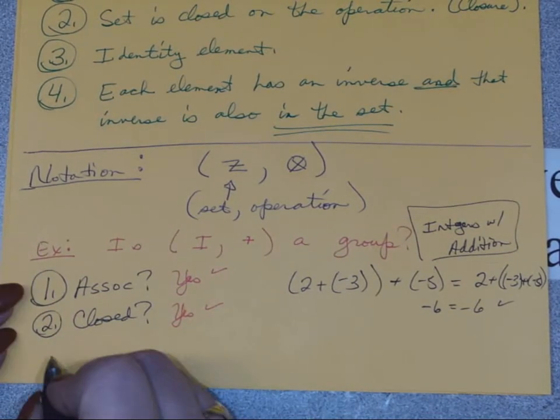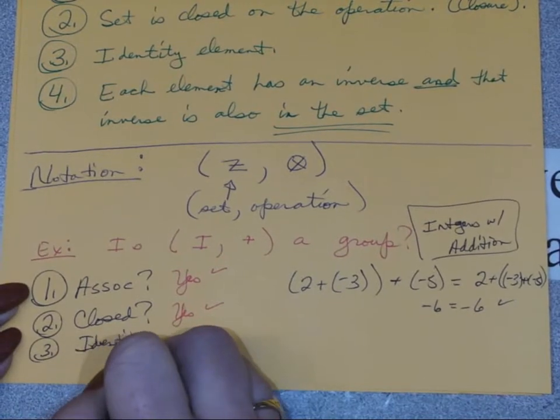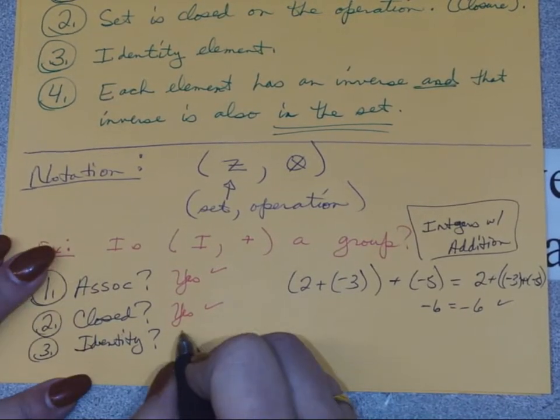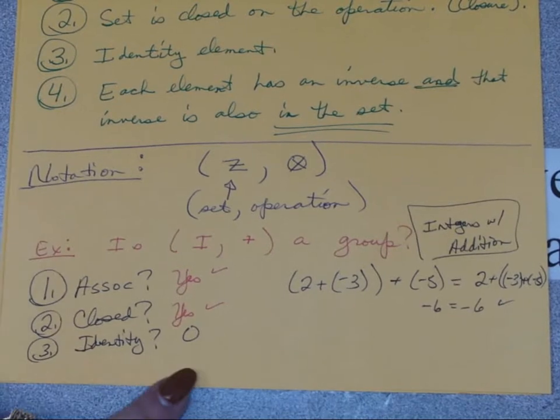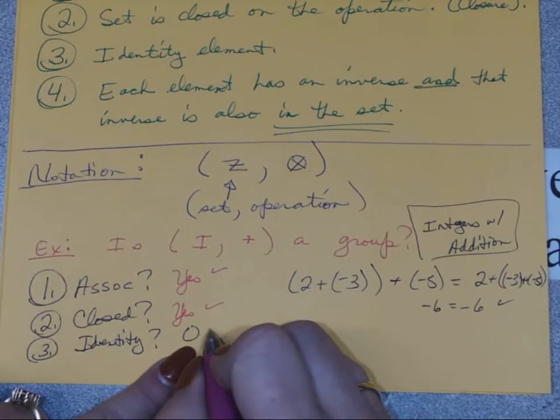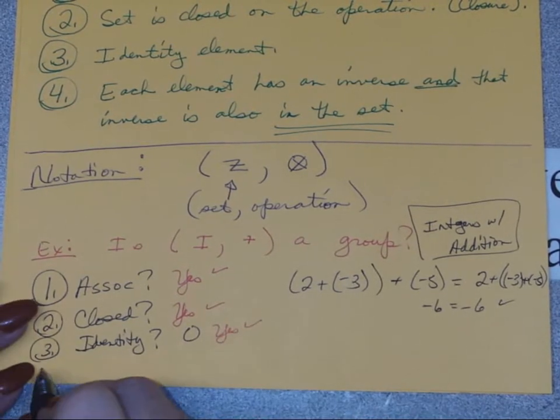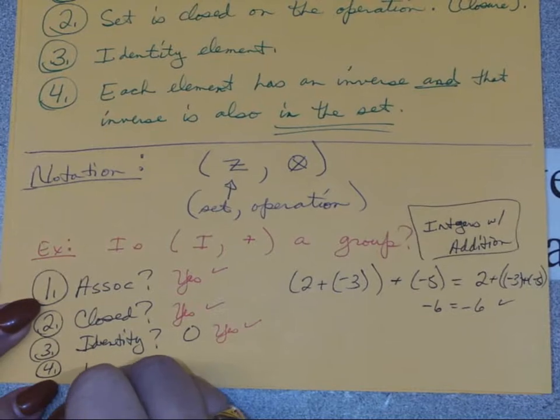Do I have an identity? Number 3. We said that addition always has the identity of 0. So pick an integer, it doesn't matter. -3 plus 0, I still get -3. So that's a yes. And then the last one is, do I have the inverse?